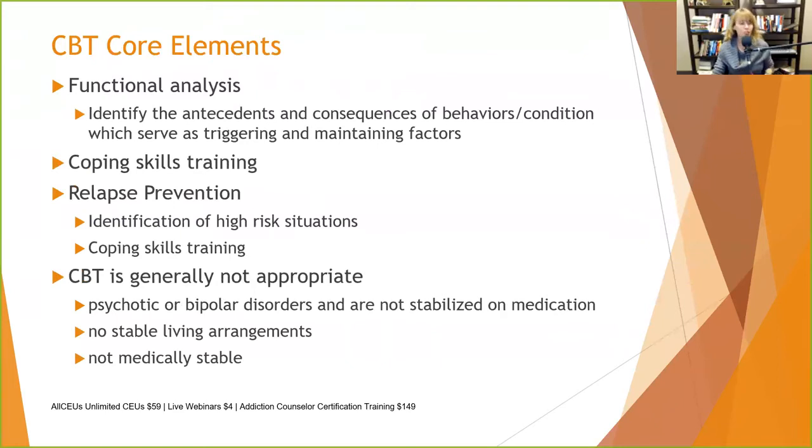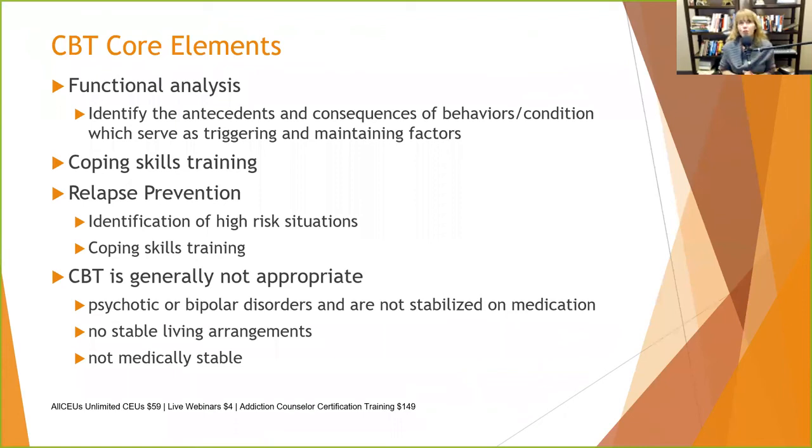Core elements include a functional analysis, looking at what led up to the problem, screaming at your spouse, getting depressed, whatever it is, the consequences of the behavior, and the benefits and the drawbacks. What were the positive and negative consequences of the behavior? What makes it likely that you might respond that way again? What makes it likely that you want to choose something else? Coping skills training, relapse prevention planning.